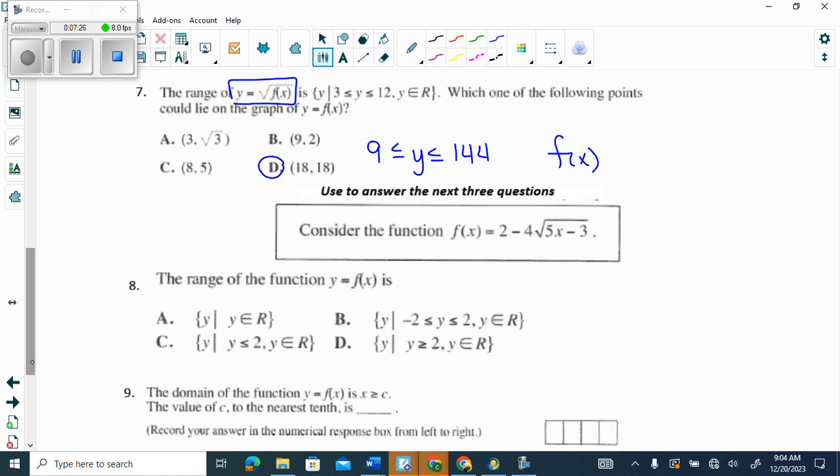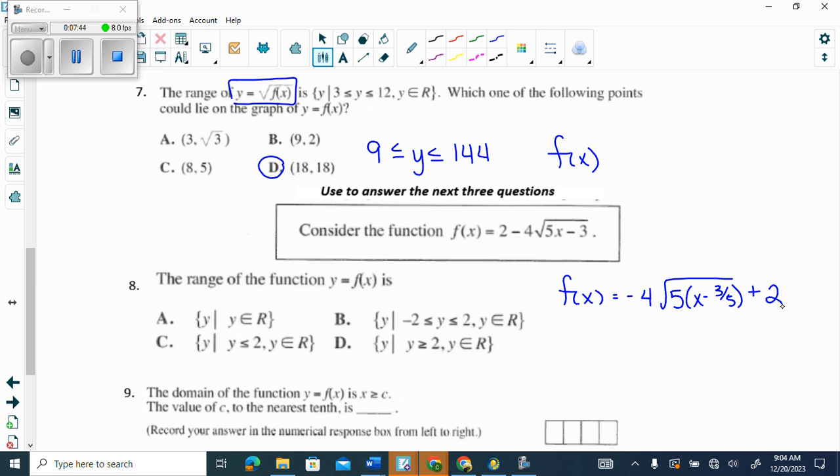Okay, we have considered the function. First thing I'm going to do is rewrite it. So I get negative 4 root 5 x minus 3/5 plus 2. Please keep remembering that you need to have a 1 in front of your x.